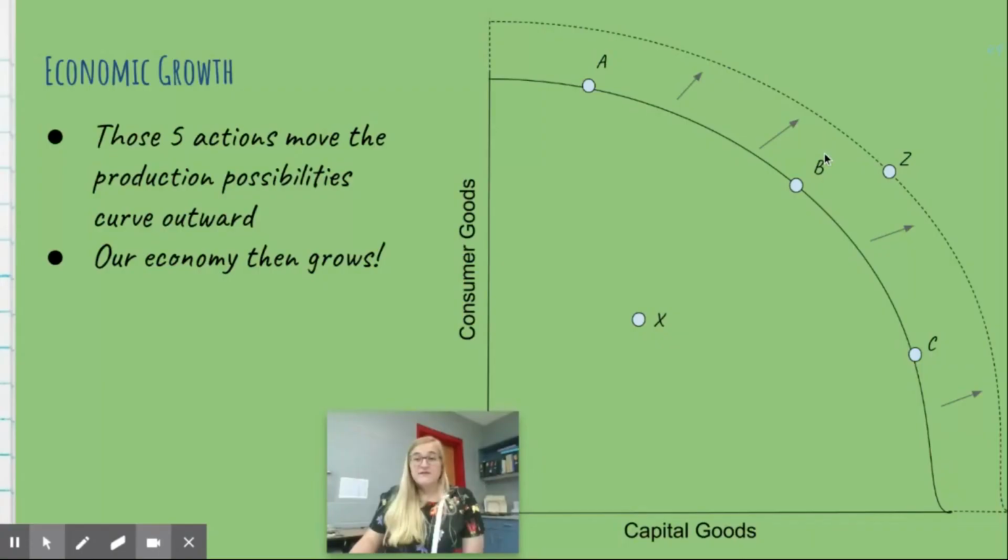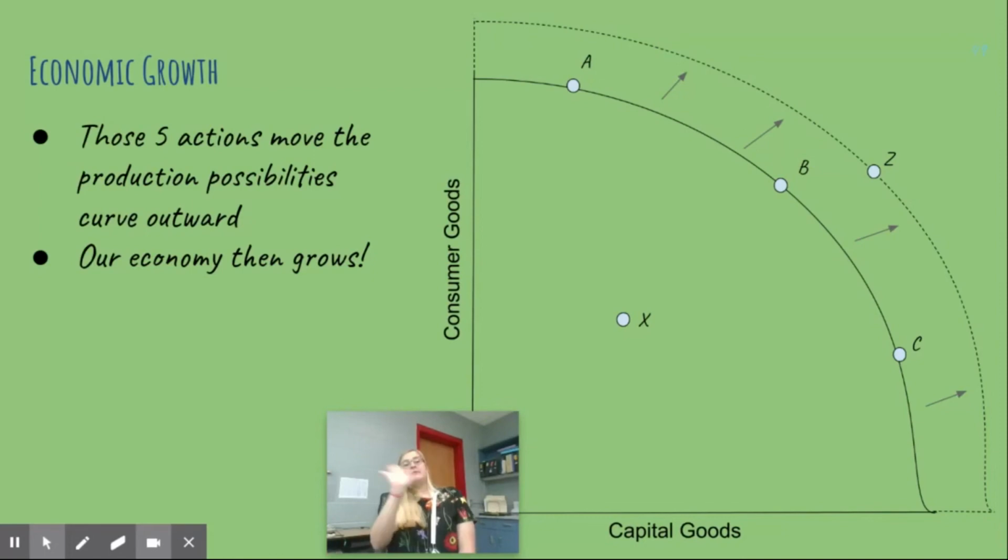Again, if you need a little bit more help, graph. So those 5 actions, those 5 things are what can move us from this line, this ABC line right here, out to this Z line. And we can create a new line that's no longer imaginary because our economy does grow. We have more resources and we can make more consumer goods and more capital goods.